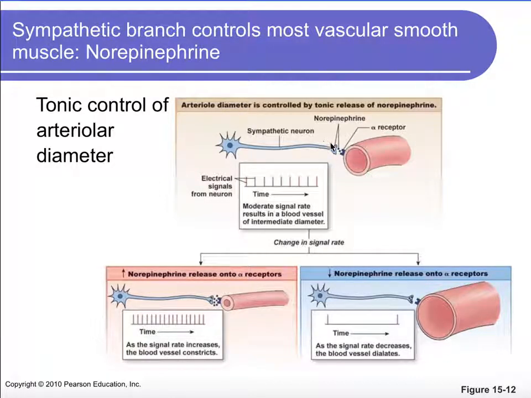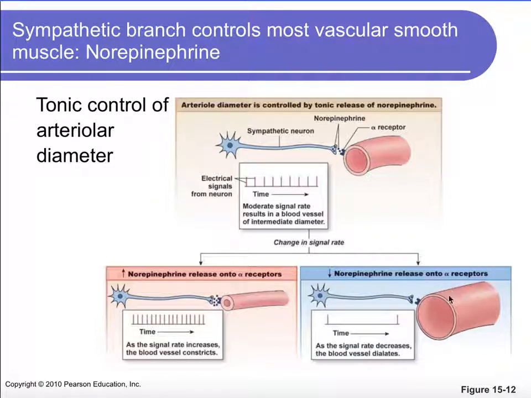And what you're seeing here is, when we want to vasoconstrict this blood vessel, the way we would do that is we would increase the stimulus frequency of our sympathetic neuron, which means we would release a lot of norepinephrine, and that will cause this blood vessel to vasoconstrict.